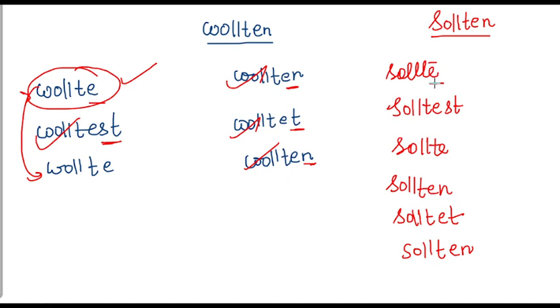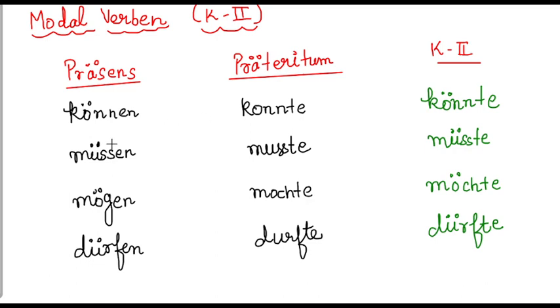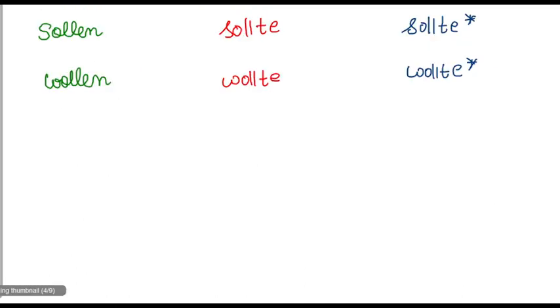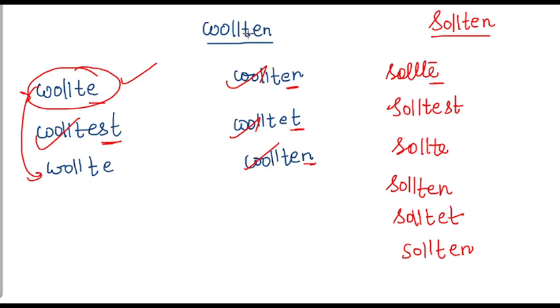Now let us proceed with the other verbs, that are helping verbs. They are very important. Helping verbs are going to play a very important role in the construction of sentences using Konjunktiv. So I don't think we are supposed to deal with dürften again. You can conjugate it in these forms. We have done the conjugation for können, and for wollen and sollen. So on similar lines you can conjugate the rest of these verbs.